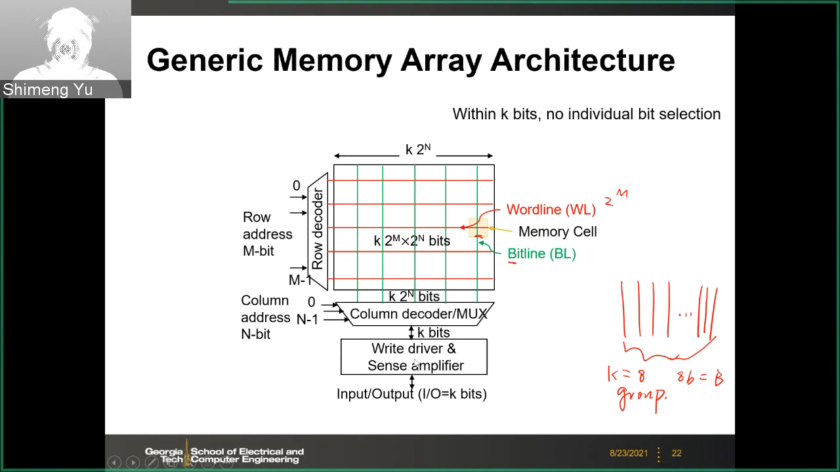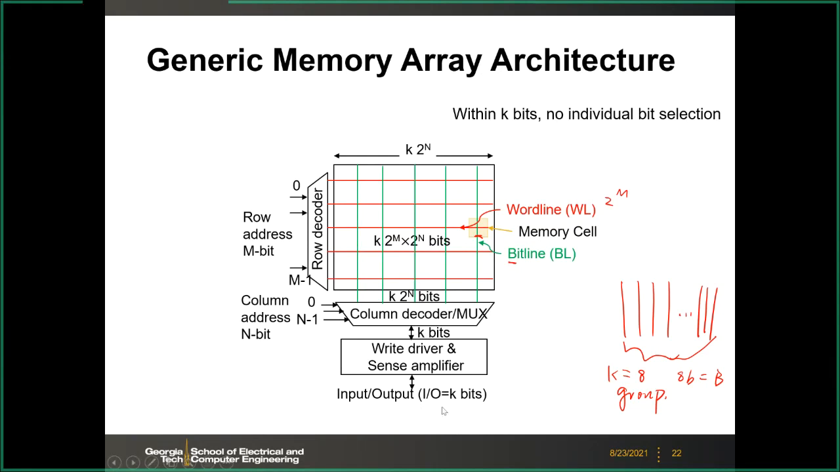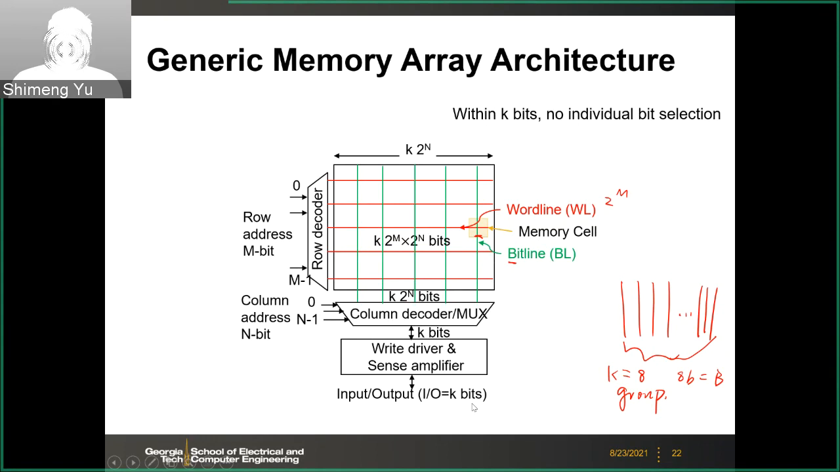This 8 bits will be sensed by the sense amplifier. Because normally when we read out the signals from the memory array, it's a small signal, like voltage or current, but you need to sense and amplify that to the digital 1 and 0. So then this I/O is k bits in this case. Any questions on this generic array? Of course, for different technologies, we may adapt this a little bit, but overall, this applies to all kinds of memories.